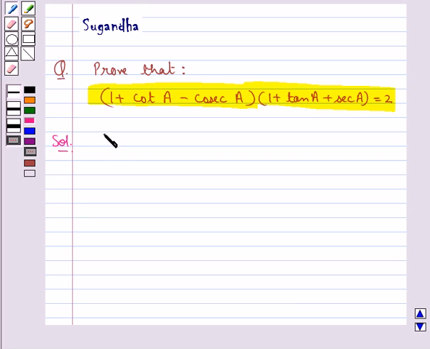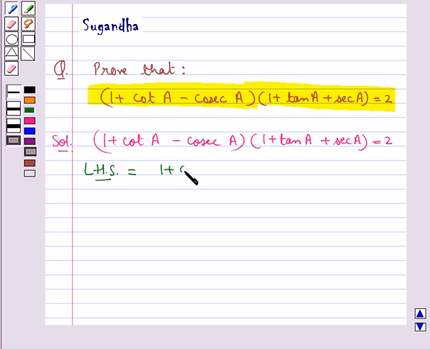We have to prove that (1 + cot A − cosec A)(1 + tan A + sec A) is equal to 2. So, let's consider the LHS, that is (1 + cot A − cosec A)(1 + tan A + sec A).